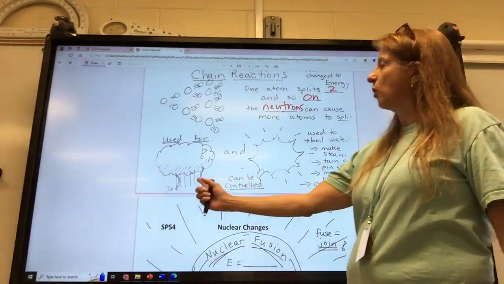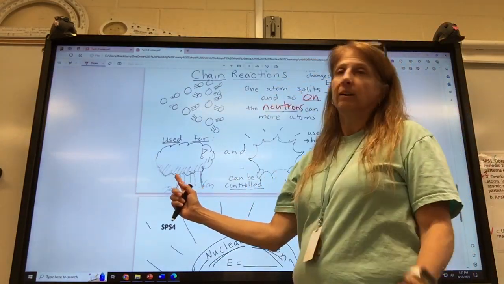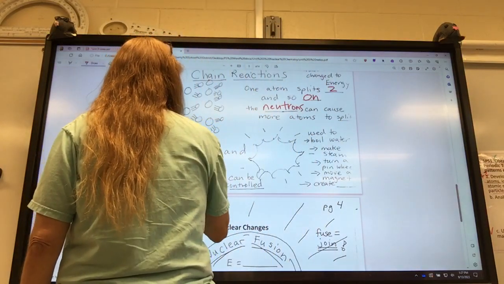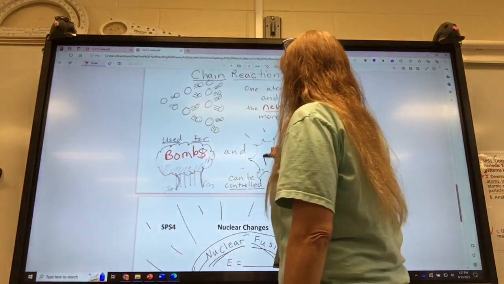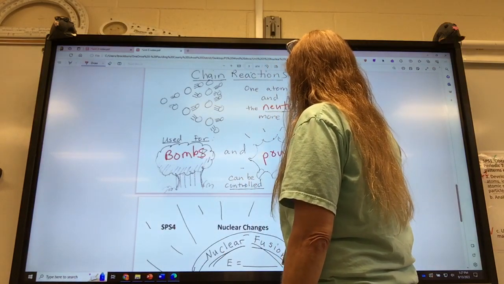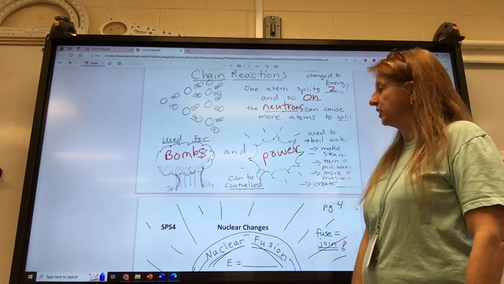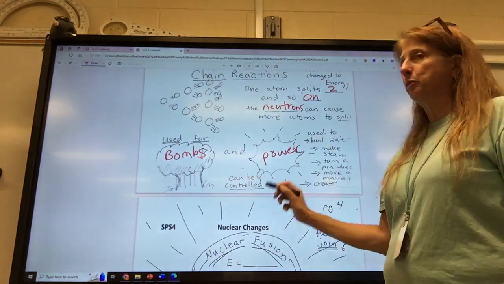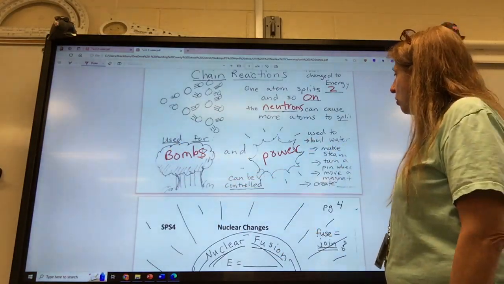And it's used for, what's that? You know what that is? That's the mushroom cloud. It's used for bombs, but it's also used for power. A nuclear power plant uses fission. In bombs, it's uncontrolled. In power plants, it can be controlled. They have something called control rods.